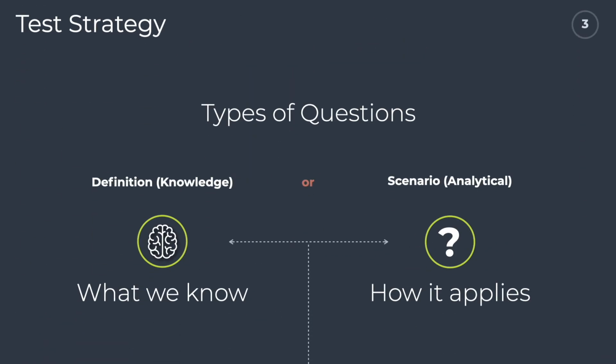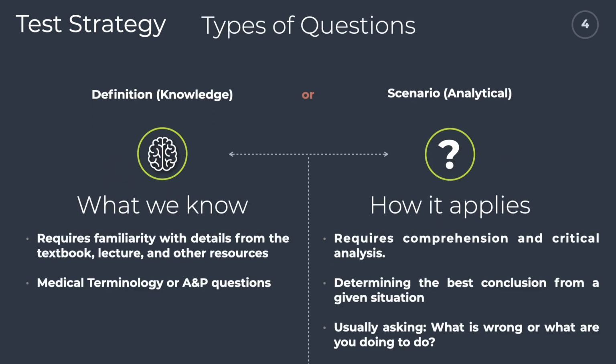With that, let's start with an outline of the two types of questions that you will see on tests in the paramedic program. That is the knowledge or definition questions and the scenario or analytical questions. Definition questions are essentially trivia directly from your textbook. Things like, what is the appropriate depth of chest compressions with CPR, or the appropriate flow rate of a nasal cannula? Really, anything in your textbook can be fair game for this type of question.